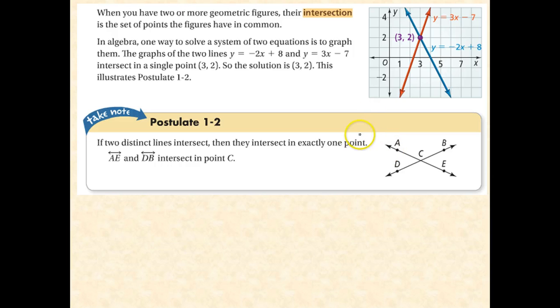Whenever you have the intersection of 2 distinct lines, they intersect at exactly 1 point. We used that in Algebra 1 when we were solving systems of equations. You remember that, don't you?